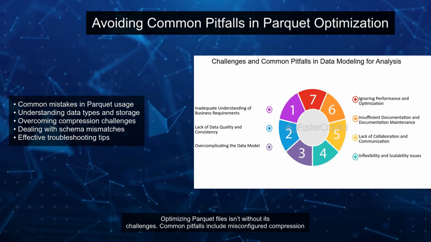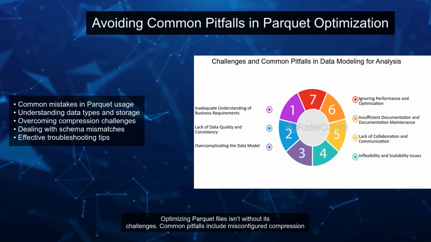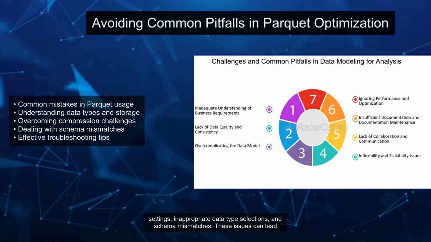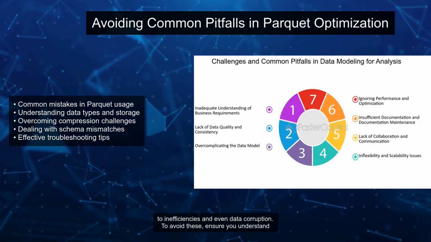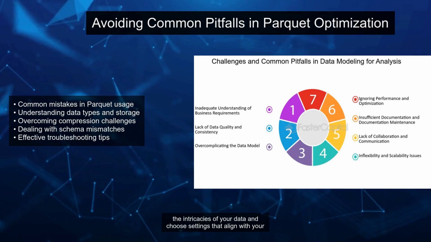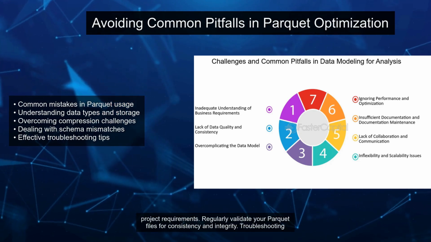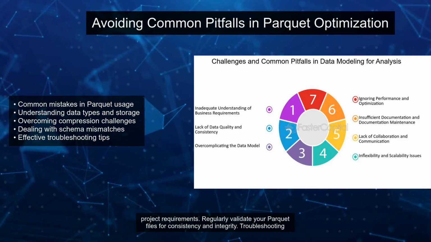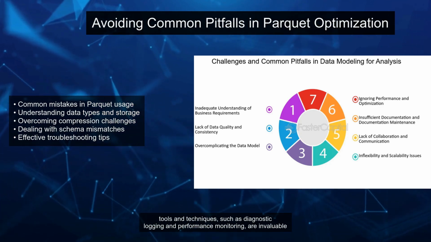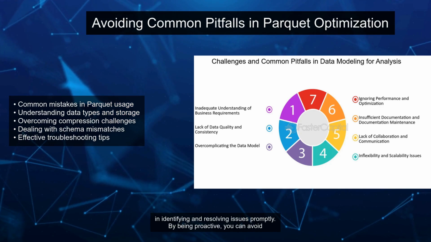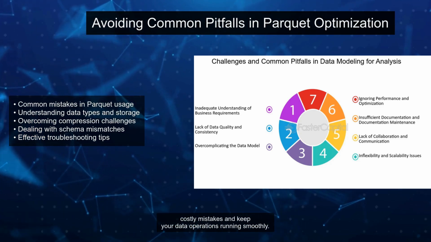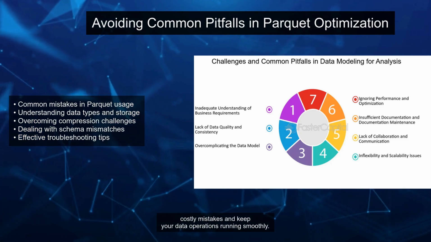Optimizing Parquet files isn't without its challenges. Common pitfalls include misconfigured compression settings, inappropriate data type selections, and schema mismatches. These issues can lead to inefficiencies and even data corruption. To avoid these, ensure you understand the intricacies of your data and choose settings that align with your project requirements. Regularly validate your Parquet files for consistency and integrity. Troubleshooting tools and techniques, such as diagnostic logging and performance monitoring, are invaluable in identifying and resolving issues promptly. By being proactive, you can avoid costly mistakes and keep your data operations running smoothly.